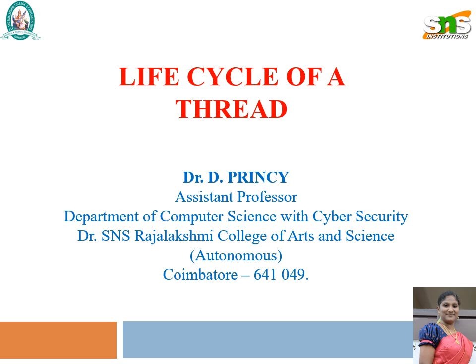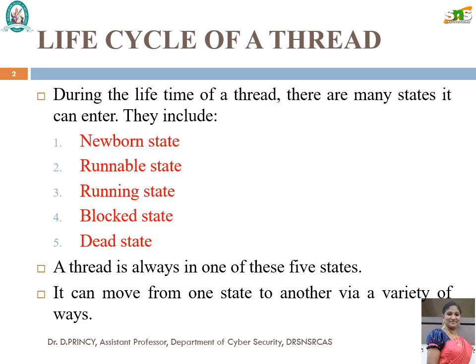In this video, I am going to explain about the life cycle of a thread. Like a normal program, a thread also has a lifetime. There are many states it can enter. It includes newborn state, runnable state, running state, blocked state, and dead state. A thread is always in one of these five states. It can move from one state to another via a variety of thread methods.